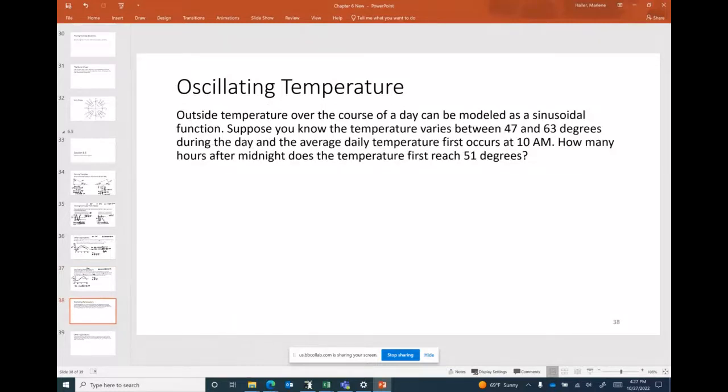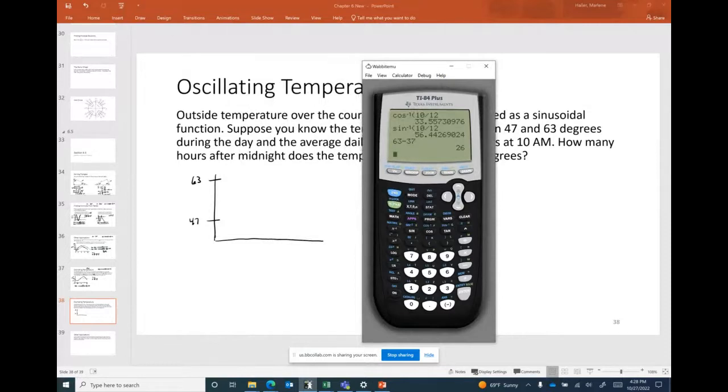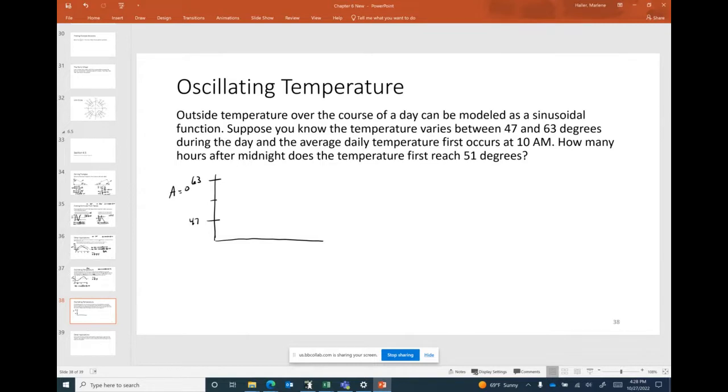Let's look at another one. Let's look at this temperature problem. Well, the outside temperature, okay, we're still doing the same thing here, but here the low and the high are different. They're 47 and 63. All right, so let's make a little graph of that. The low is 47, the high is 63. Halfway in between them, 63 minus 47, divide that by 2, it's 8. All right, so if we add 8, the amplitude is 8, the midline is 55.